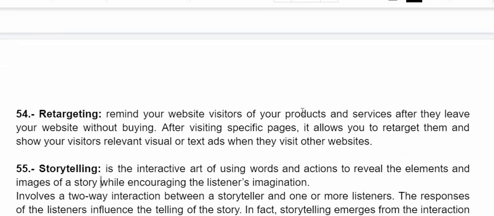Retargeting. Remind your website visitors of your products and services after they leave your website without buying. After visiting specific pages, it allows you to retarget them and show your visitors relevant visual or text ads when they visit other websites.